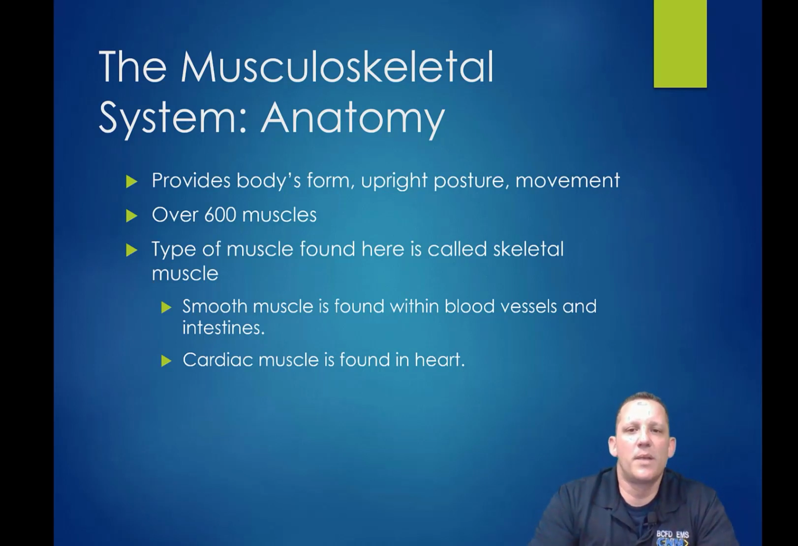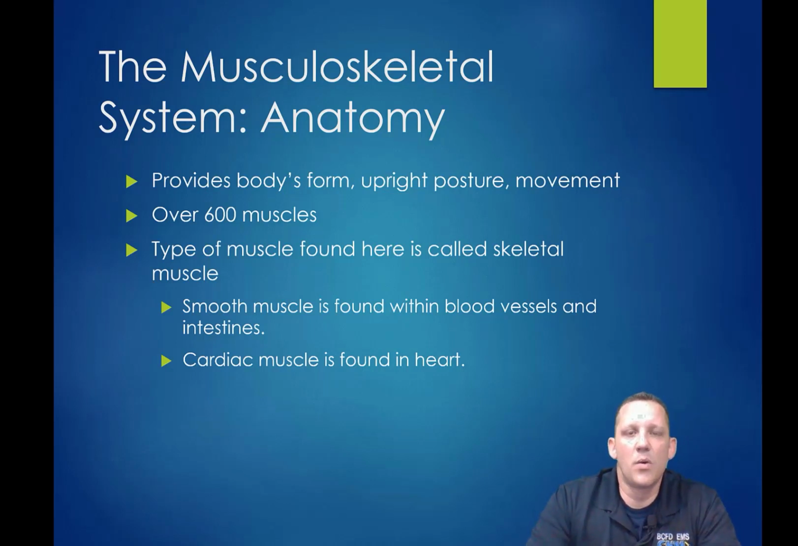Okay, so now we're talking specifically about musculoskeletal system. Again, it's the body's form, upright posture, and your movement. There are over 600 muscles in the human body that allow for all of the movement that we're capable of. And the type of muscle found against the skeletal is skeletal muscle. Smooth muscle is all of the small structures that are in the vascular system and the intestines. And those smooth muscles are what help create blood return or peristalsis in the case of trying to move fecal matter through the intestinal circuit so that we can excrete waste.